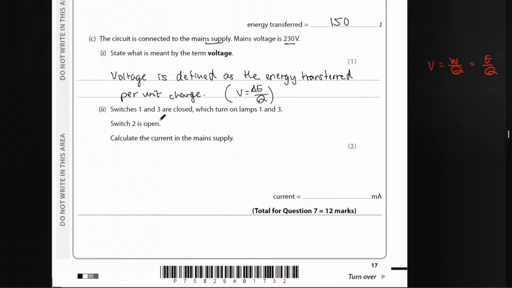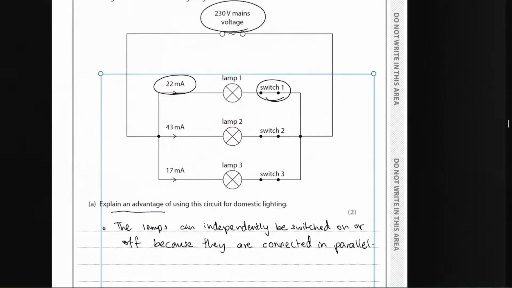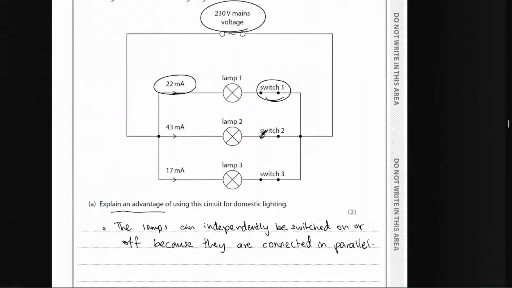Number 2, switches 1 and 3 are closed, which turn on lamps 1 and 3. Switch 2 is open. If switch 2 is open, lamp 2 will not work. Calculate the current in the main supply. What's the overall current in the main supply? Let's have a look. Switch 2 is open, so there won't be any current in lamp 2. Lamp 2 won't be working.